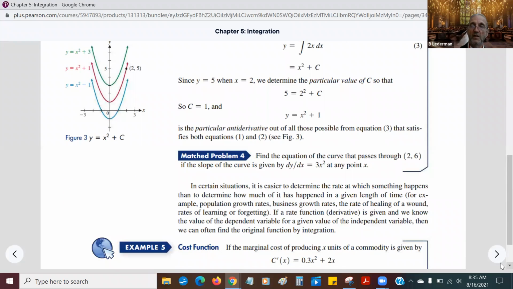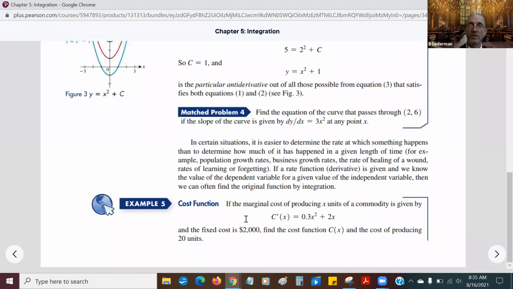All right, cost function. If the marginal cost function of producing x units of a commodity is given by C prime equals 0.3x squared plus 2x, and the fixed cost is 2,000, find the cost function C of x and the cost of producing 20 units. Okay, so that's the marginal cost, and the fixed cost is 2,000. Now, when they say the fixed cost is 2,000, that's another way of saying that the constant in that function is going to be 2,000.